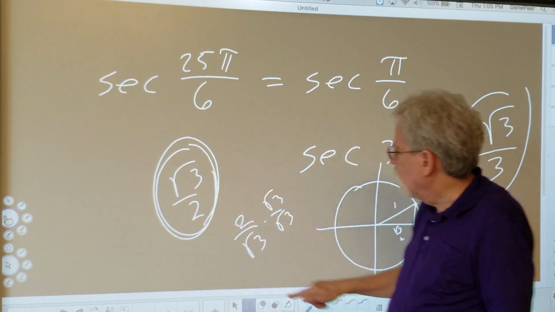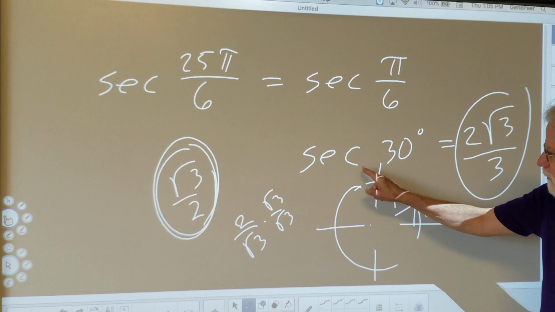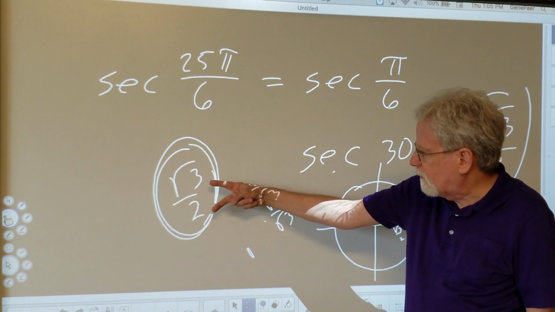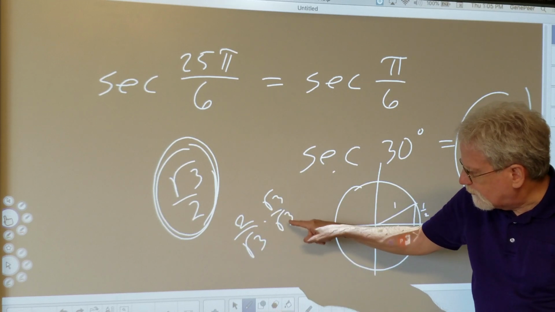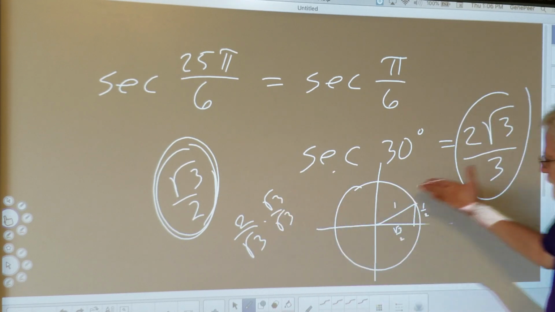There it is. But we didn't want cosine, we wanted secant, so we flip this guy upside down. And when we do that, we have to multiply by square root of 3 over square root of 3. And again, we get this.